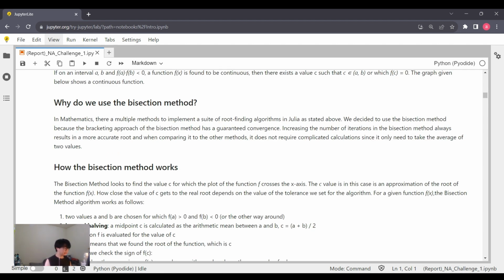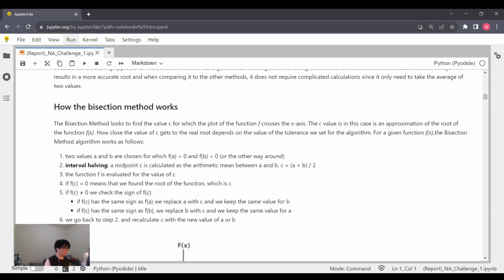So why do we use the bisection method? There are multiple methods to implement the root finding algorithm in Julia, as stated above. But we decided to use the bisection method because its bracketing approach has guaranteed convergence. Increasing the number of iterations in the bisection method always results in a more accurate root, and compared to other methods, it doesn't require complicated calculations since it only needs to take the average of two values.